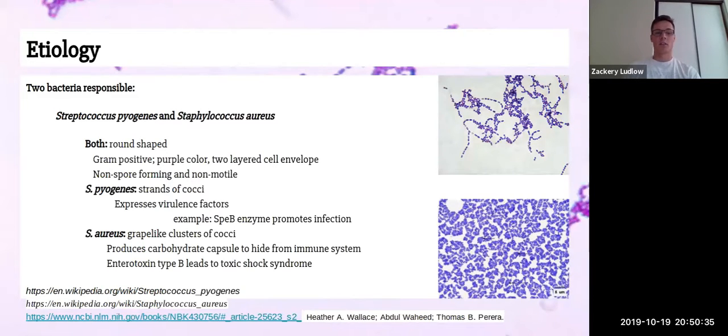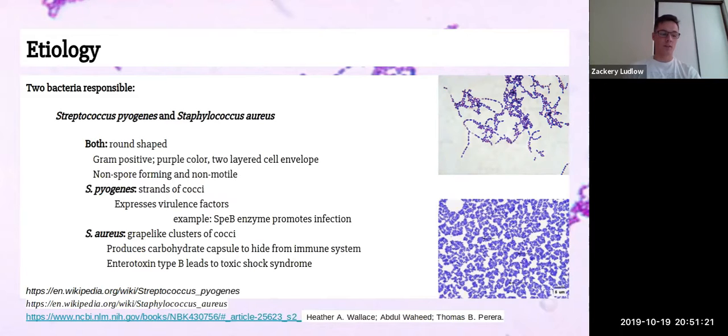Necrotizing fasciitis is primarily caused by two types of bacteria, Streptococcus pyogenes and Staphylococcus aureus. Both are cocci, so they are both round shaped, and both are gram positive, so they would appear purple with a gram stain, and both have two layers in their cell envelope. The outer layer being the cell wall containing thick peptidoglycan and acidic polysaccharide chains such as teichoic and lipoteichoic acid. And the inner layer is the plasma membrane made up of phospholipid bilayer and various proteins.